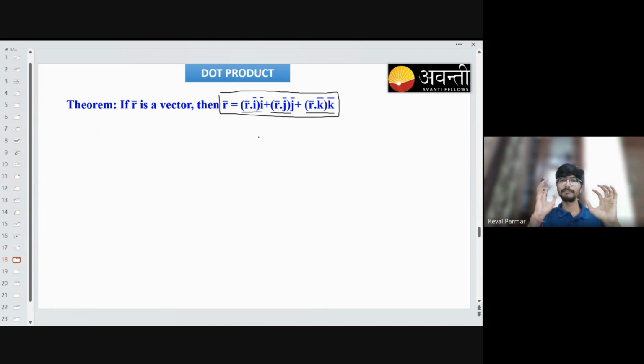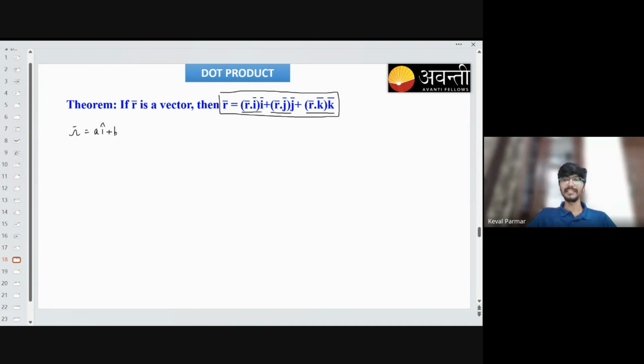Don't think like here is a theorem and it will have some proof. Think of it as a question. If I think of it as a question, I can easily solve it and get the result. So first, if I want to take dot product of R bar, then I need to assume R bar. Let R bar be equal to A I cap plus B J cap plus C K cap.